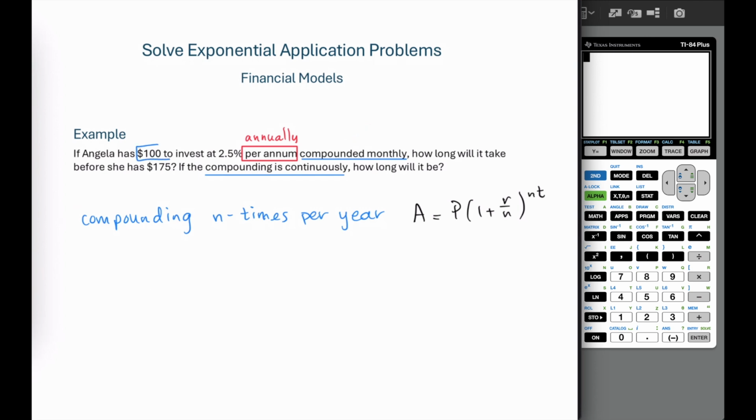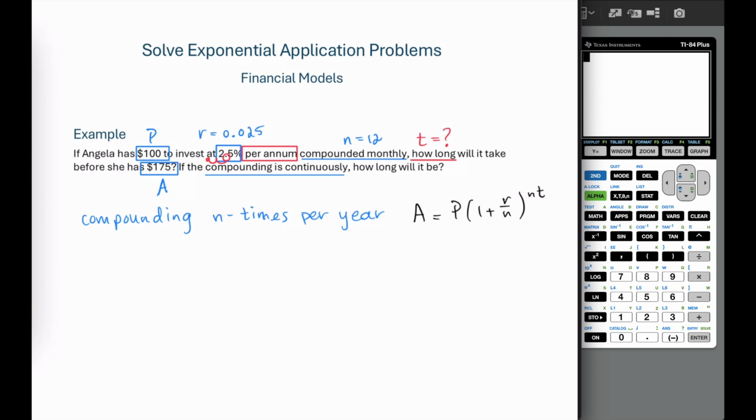If Angela has $100 to invest, that $100 is the initial principal. If she invests it at 2.5% annually, then what we are going to plug in for r is 0.025, after we move this decimal to the left 2 places. Compounding monthly means that there are 12 compounding periods in the year. So the question is, how long will it take, which means we're going to be trying to solve for t, before her $100 grows to be $175, which means that $175 is what we're going to plug in for A, the end amount.